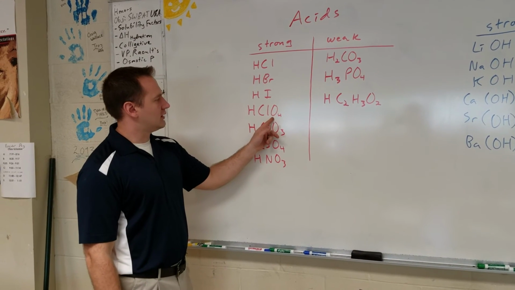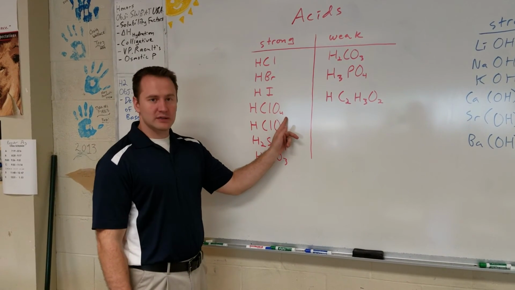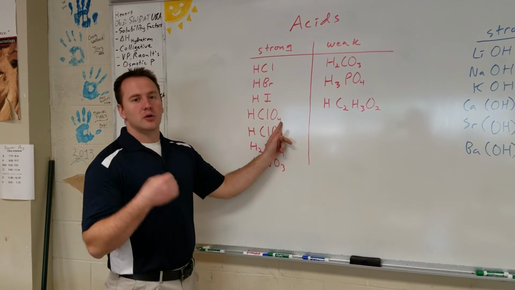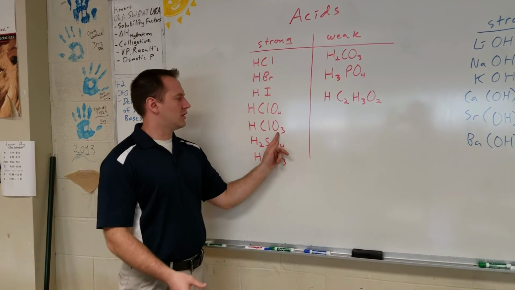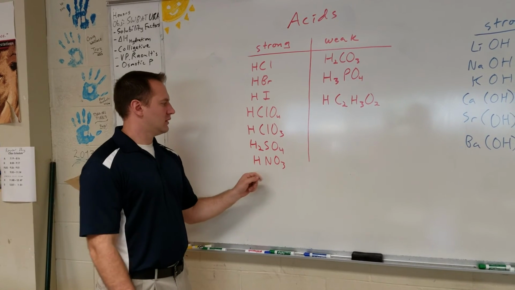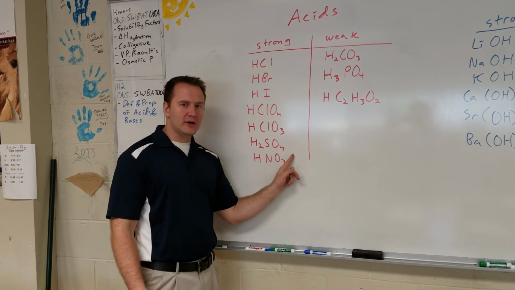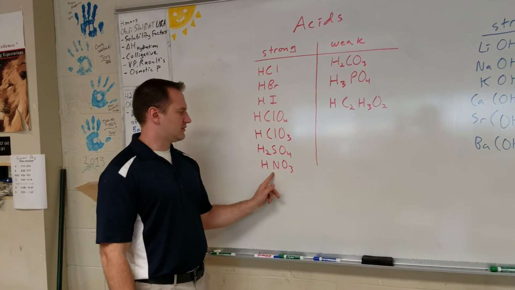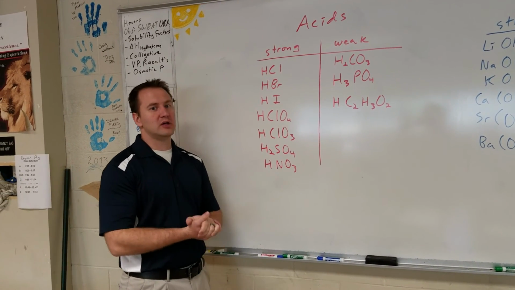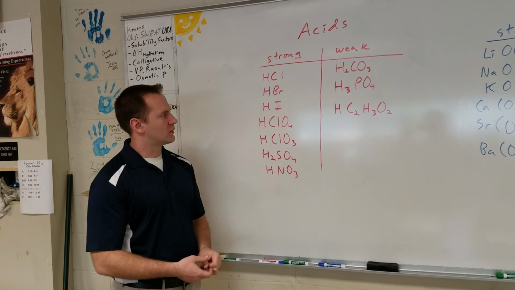The first one right here, this is the perchlorate anion, so we would call this perchloric acid. This is the chlorate anion, we would call this chloric acid. This one is the sulfate ion. We would call it sulfuric acid. And this is the nitrate ion, so we would call it nitric acid. Okay?